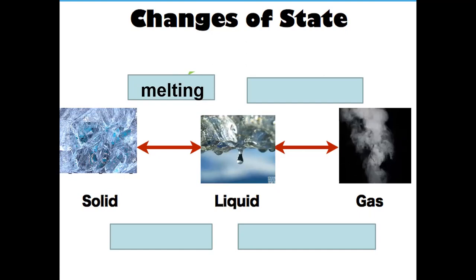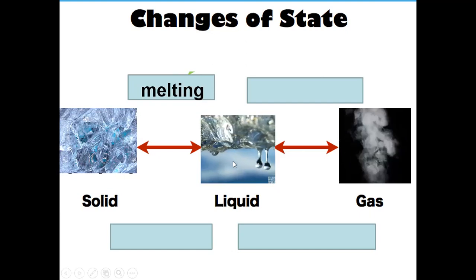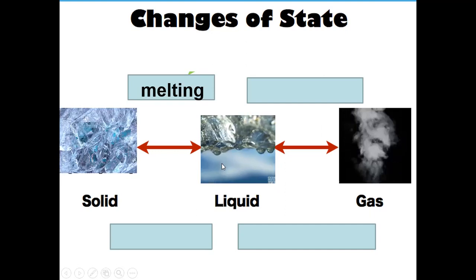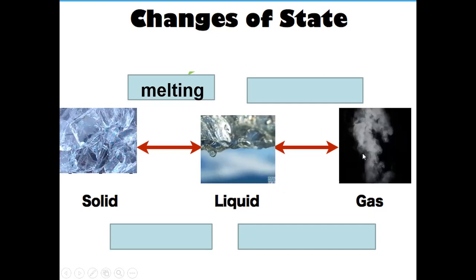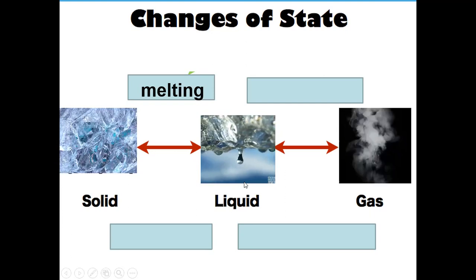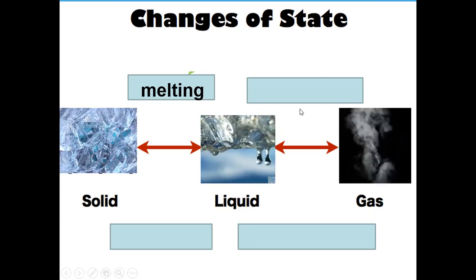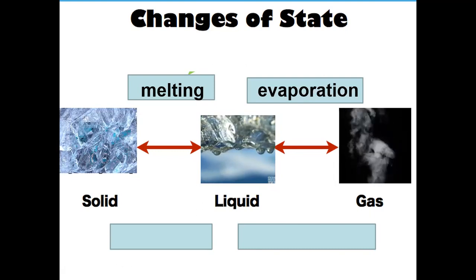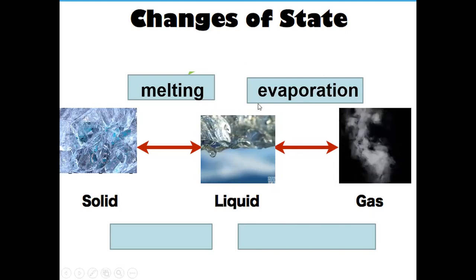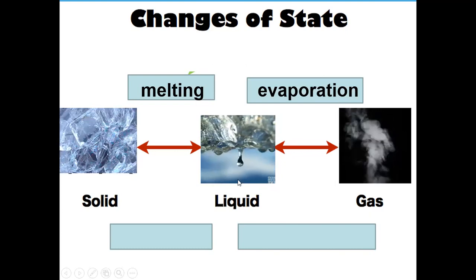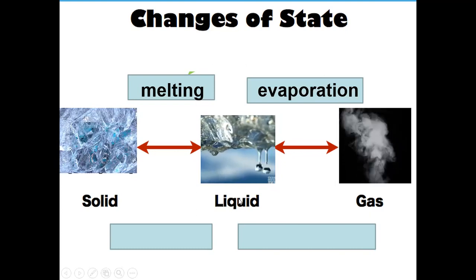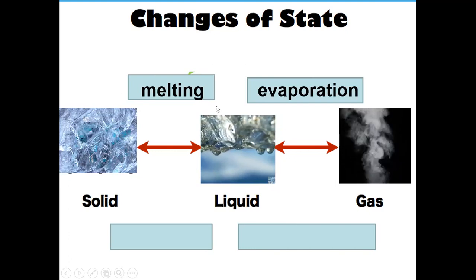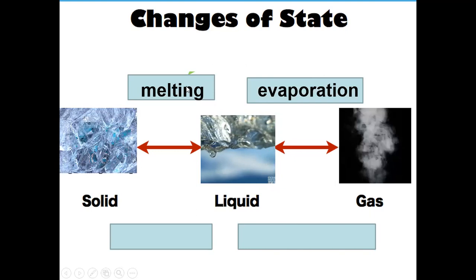After that, when we put water on the cooker or on the stove and it boils, it will become water vapor. The change of the state of matter from liquid into gas is called evaporation. So evaporation is the change of the state of matter from liquid into gas. But from solid into liquid, this is melting.